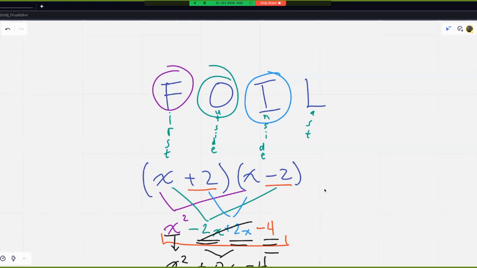Rewrite this in a simple way. You don't need to write 0x, because 0 times anything is 0. So x squared minus 4. Always keep track of that sign. So that's how you would write this as a quadratic in standard form. There you go. It's a little messy there.